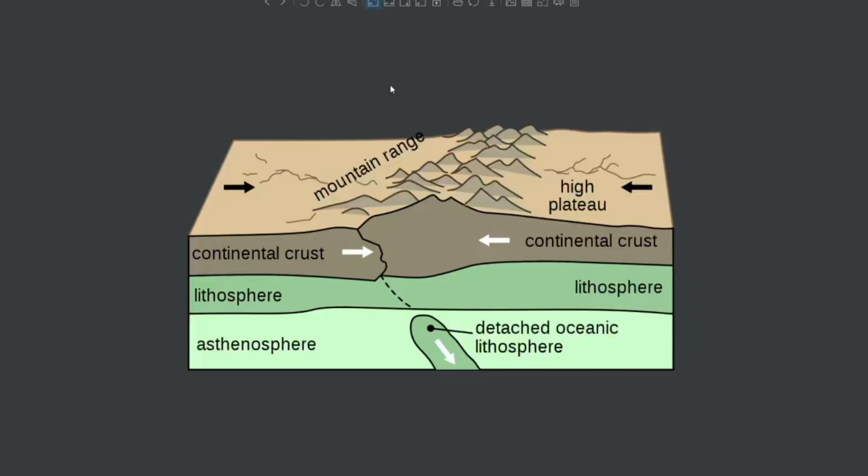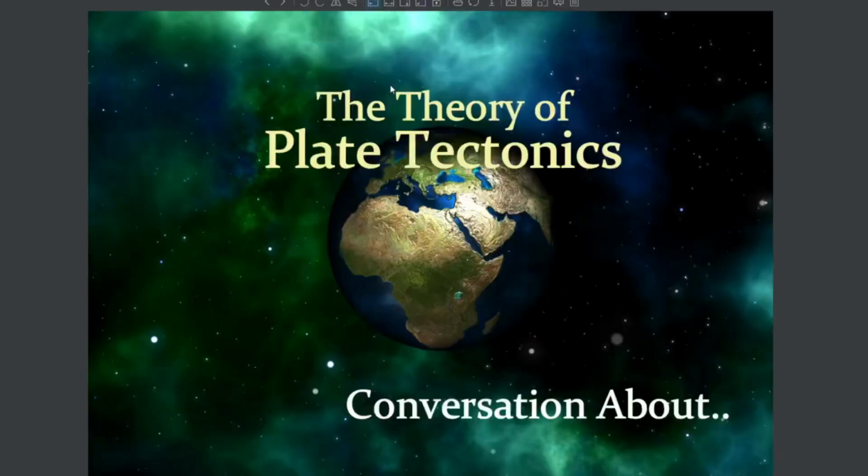And it's just another graph representing the same history of formation of our Tibet plateau. So that's basically all I want to talk about the theory of plate tectonics.